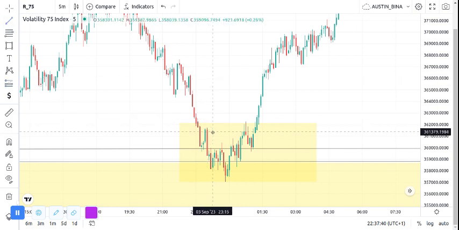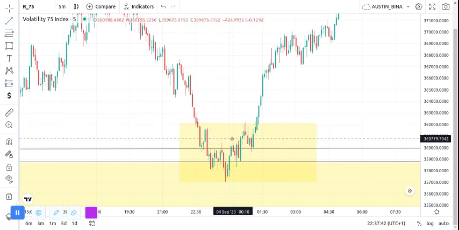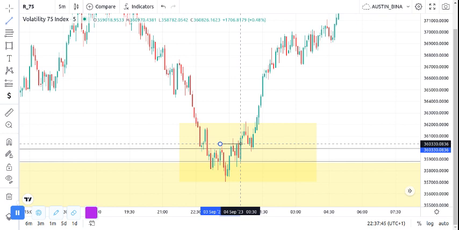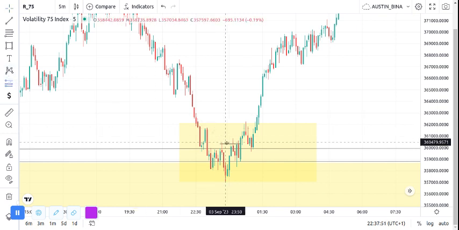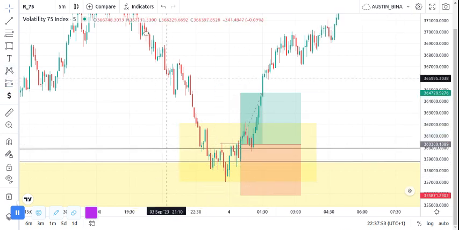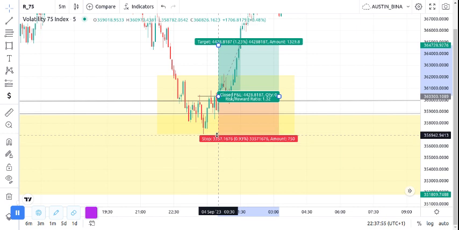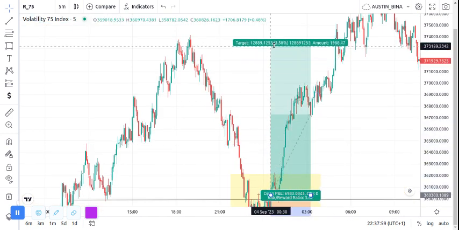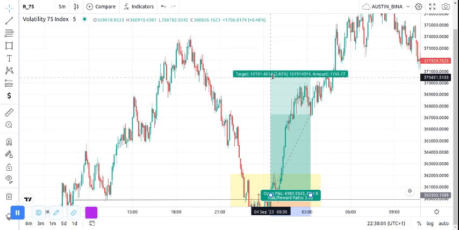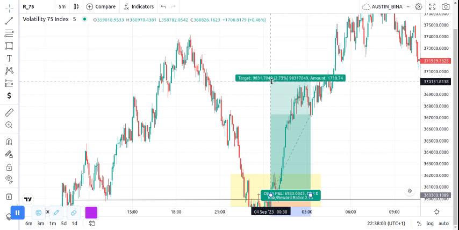So this is what happened, guys. Shift in market structure here, and then a return to this order block. So we love to take our entry here. Our stop loss, I told you guys, I'm very conservative, guys. So our TP just 1:3, not more than 1:3. That's how I take my trade.